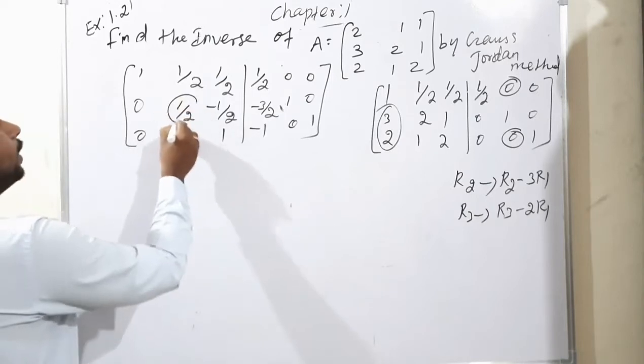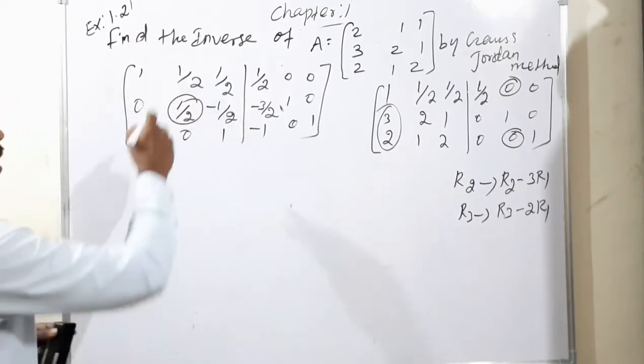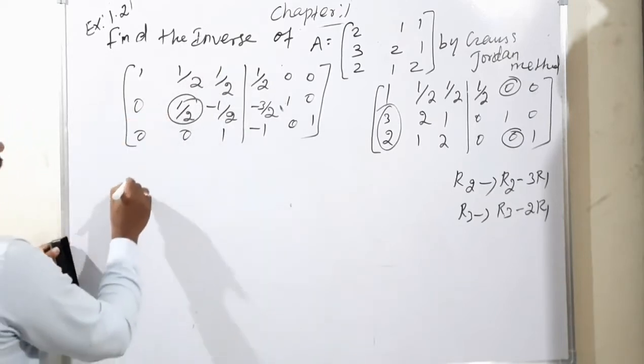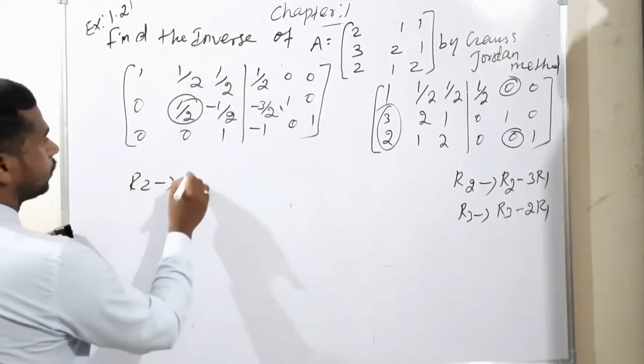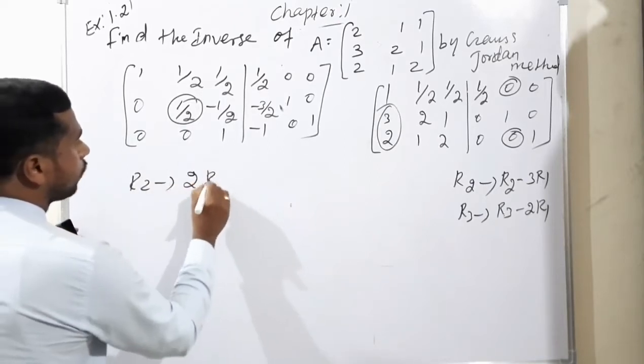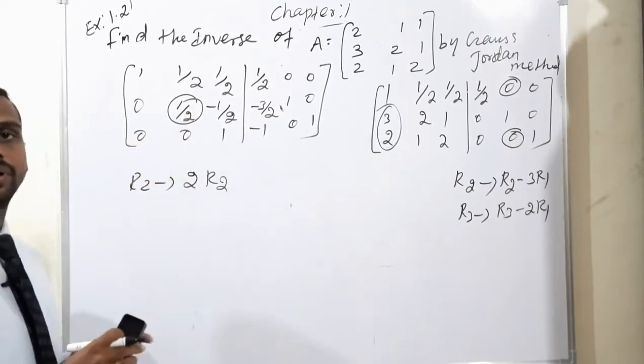Here we need 1, isn't it? Because for the diagonal term we have to show 1. The remaining opposite terms we have to show 0. So in the diagonal here, 1 by 2 is there. What we have to do? R2 gives 2 into R2, isn't it? 2 into R2 means 1 by 2 into 2, the 2 will cancel, and automatically the value will be 1.